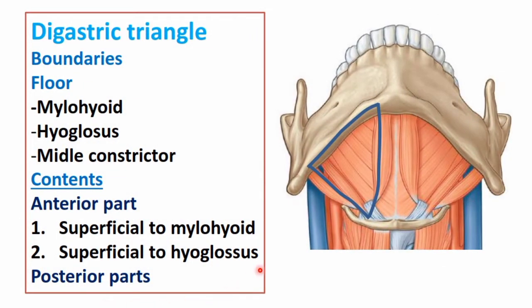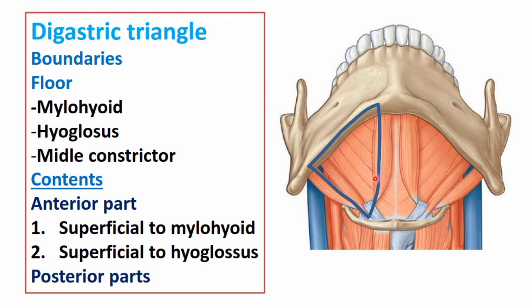Let us discuss the boundaries of the digastric triangle. Here in the picture we can see the extended neck. In the extended neck we can clearly identify the digastric triangle after removal of the skin, then the subcutaneous muscle platysma, then the investing layer of deep cervical fascia. After removing these three layers, we can identify the digastric triangle very clearly. It is a part of the anterior triangle.